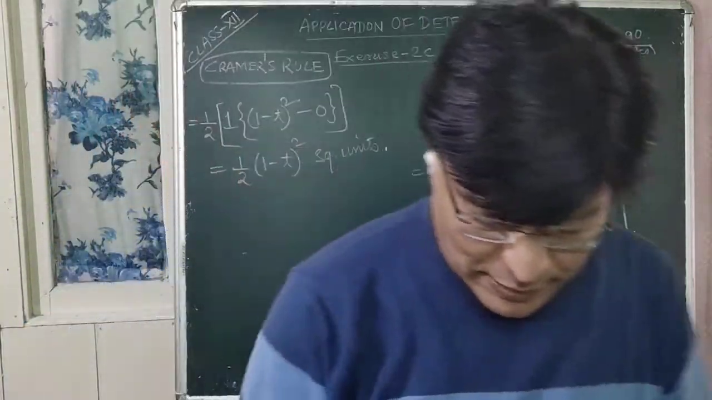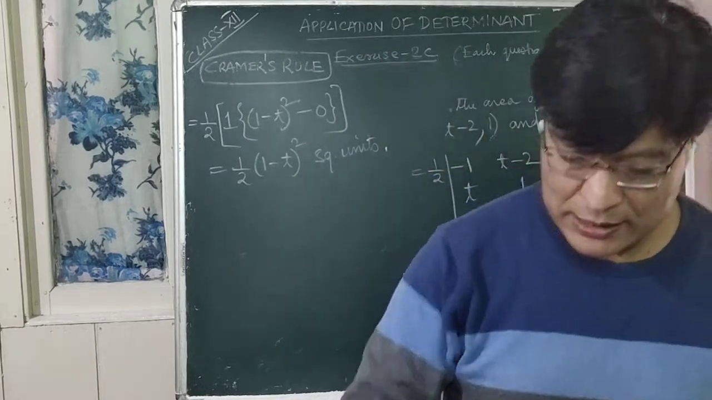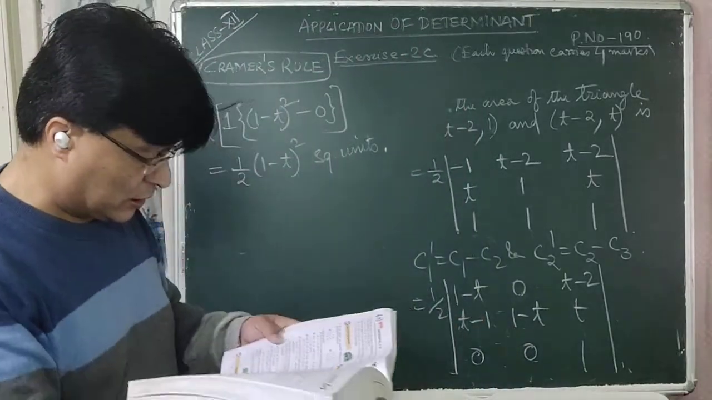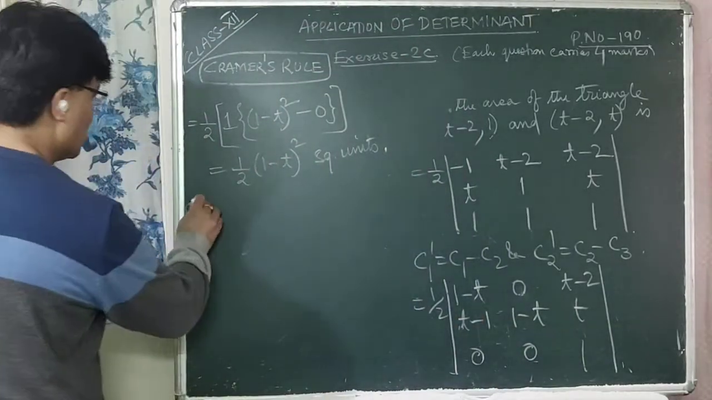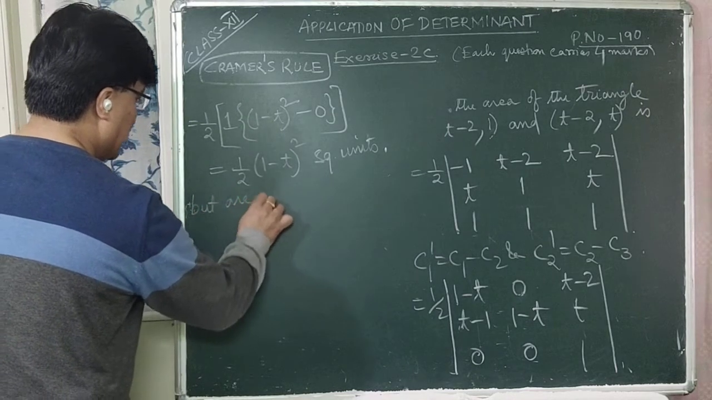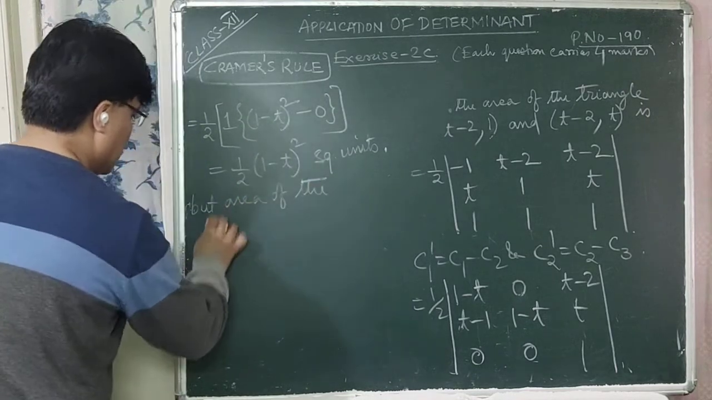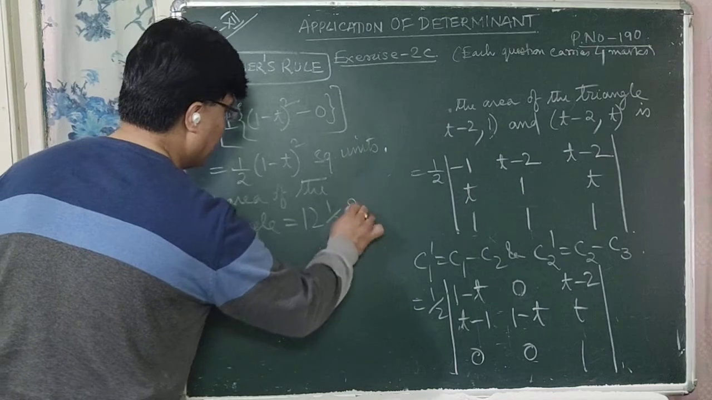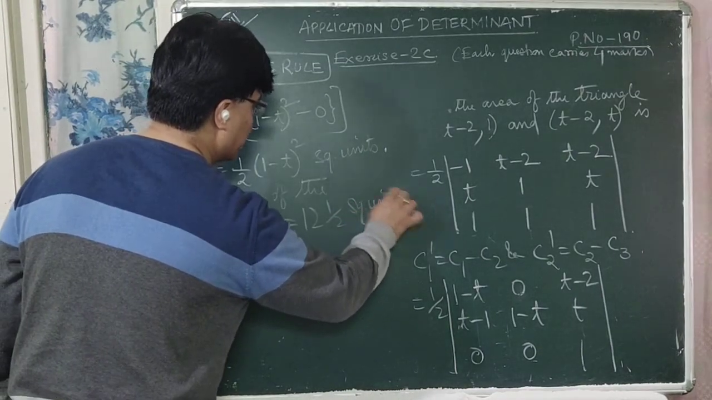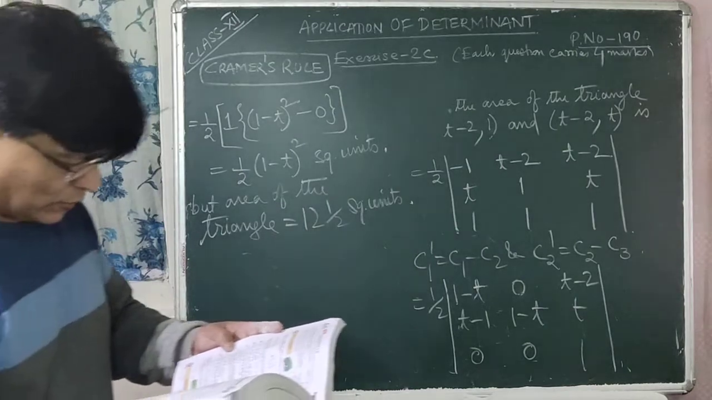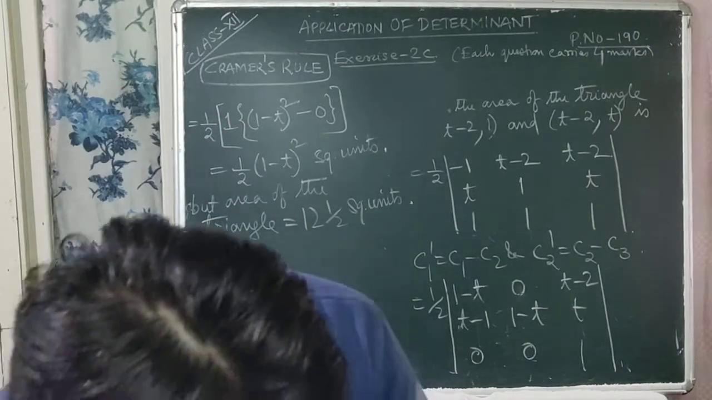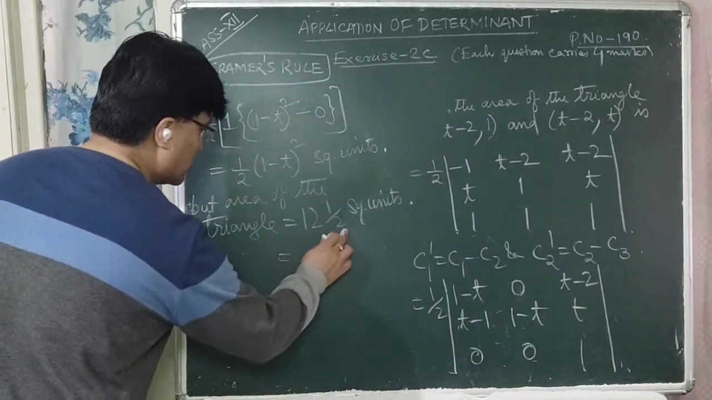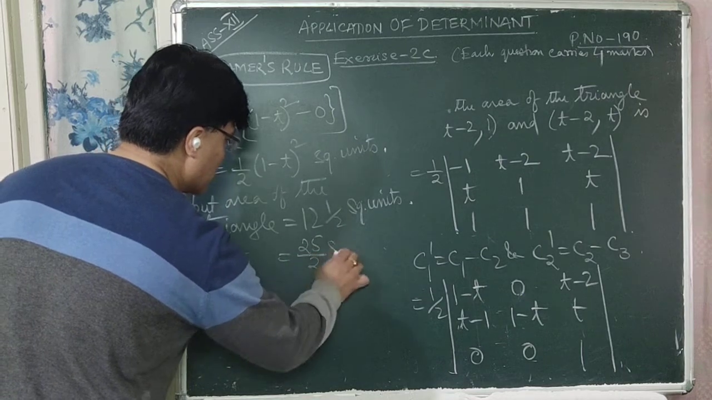Okay. Now we have to get the value for t in this case, right? But what is the area of the triangle given in the question? It is 12.5 square units. So you have to write, but area of the triangle is equal to 12.5 square units. Right? So 12.5 means 12 2s are 24 plus 1, 25 by 2 square units.